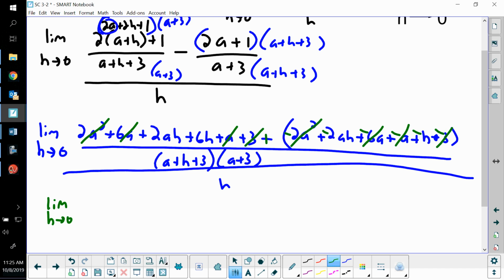We also have 2ah and minus 2ah, that's gone. So we have left the 6h and the minus h, so that's going to give us 5h over a plus h plus 3, a plus 3. And now we're going to write it horizontally, divided by h. We'll give you a minute to get caught up.